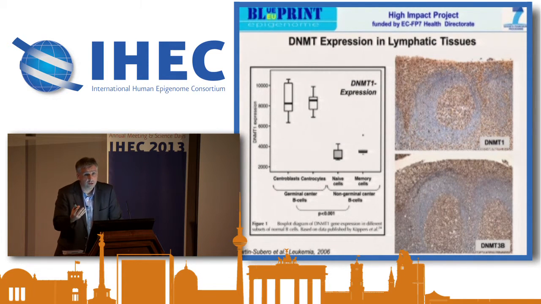And if you have a look into the expression of DNA methyltransferases, you can see that they are strongly, like DNMT1, expressed in the germinal center, but not in the mantle zone. And this was also shown on RNA level in single cells. So there's clear evidence that there is a heterogeneity of the epigenome, at least on the methylation level, in B cells.